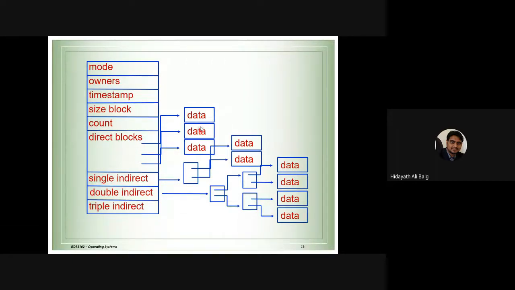This is direct. Directly, we have 3 blocks. Now, if you look at this, I come to the sub block. If I come here, then I will come to this sub block. If you look at this double indirect, we come to this level, then we have this sub level.